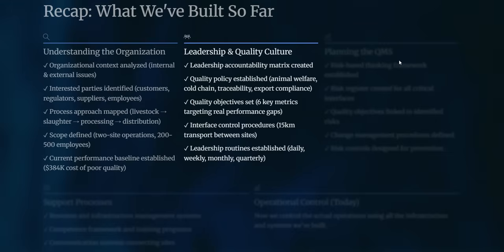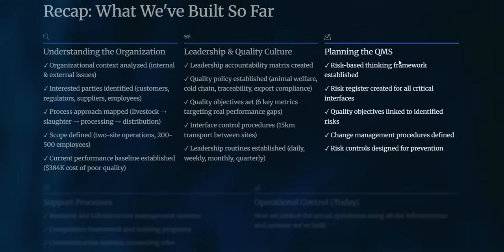And then in Module 3, which is planning the quality management system, we have covered the following. We have established a risk-based thinking framework. We have created a risk register for all critical interfaces. And we have linked our quality objectives to identified risks. We have also defined change management procedures. And finally, in Module 3, we have designed risk controls to prevent recurrence.